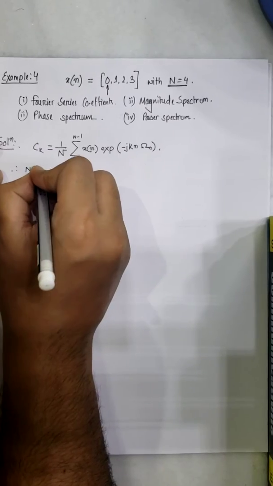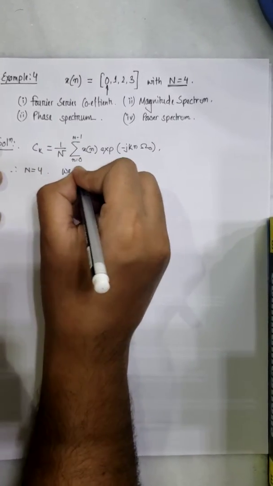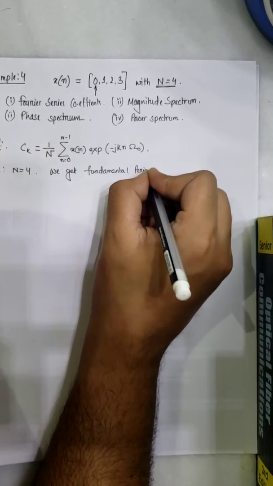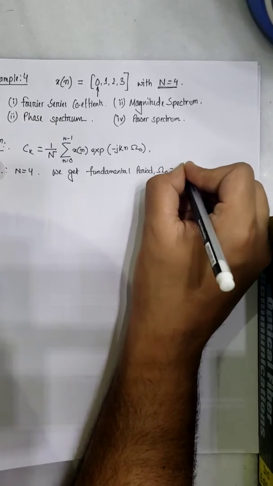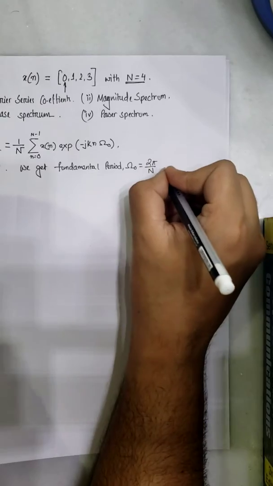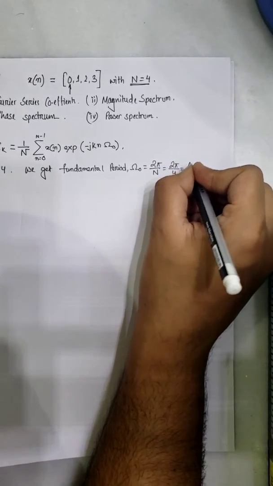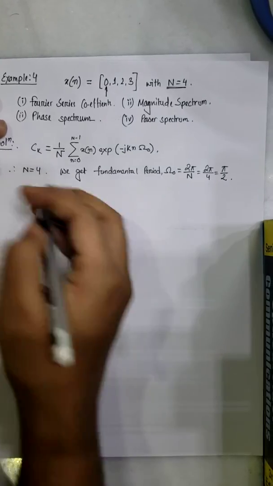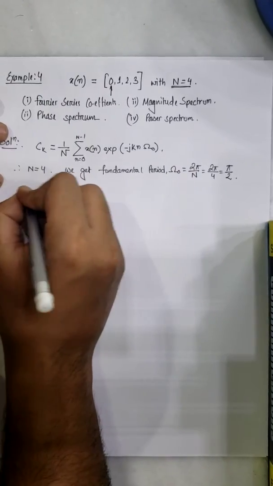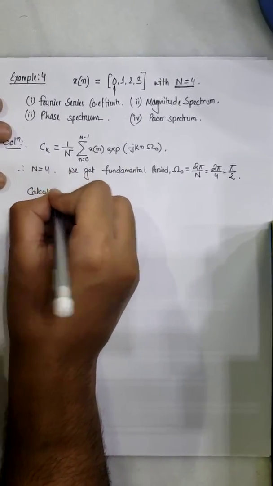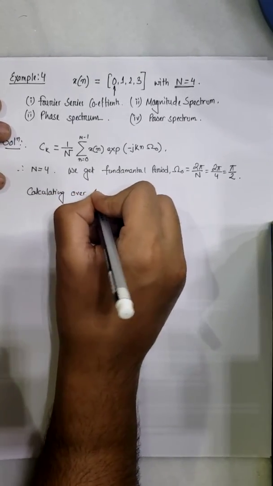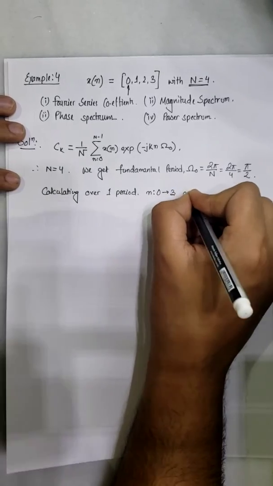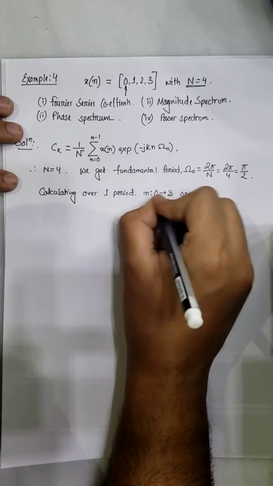Now, since the given period is equal to 4, we get the fundamental frequency omega naught to be equal to 2 pi over N, that is 2 pi over 4, equal to pi over 2. Now let us calculate over one period, where n goes from 0 to 3, or you can consider n goes from 1 to 4. I shall be considering 0 to 3.